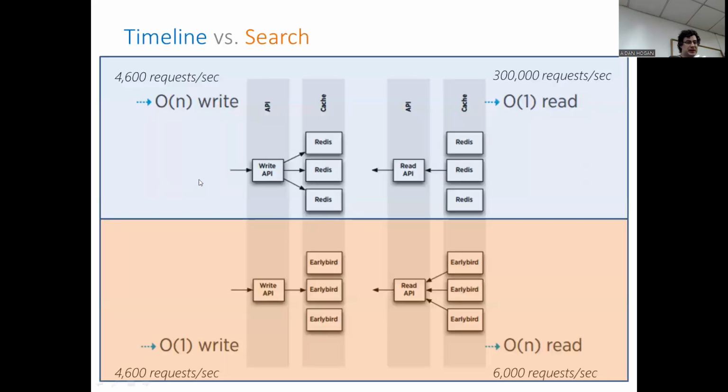So to illustrate the difference, here we have the pipeline if we have timelines. When we get a request to write a tweet, we have to write it to multiple places in Redis, multiple timelines, all the timelines that are interested in this new tweet. But then when we read, we just have to read from one location. We have a specific place where we know the timeline of a particular user is.